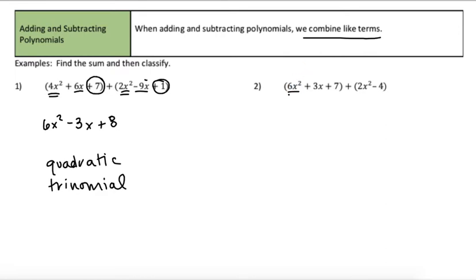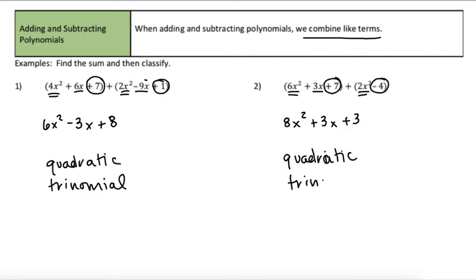If I started on this one, there's 2 here, 1 here, and a constant, plus, so I drop the parentheses, 2 here, and a constant here. So 6x squared plus 2x squared is 8x squared. 3x can't be combined with anything, so I'll bring it down. And positive 7 minus 4 is positive 3. Okay, classify this. This is also quadratic because the highest power is 2. And again, 1, 2, 3 terms, trinomial.